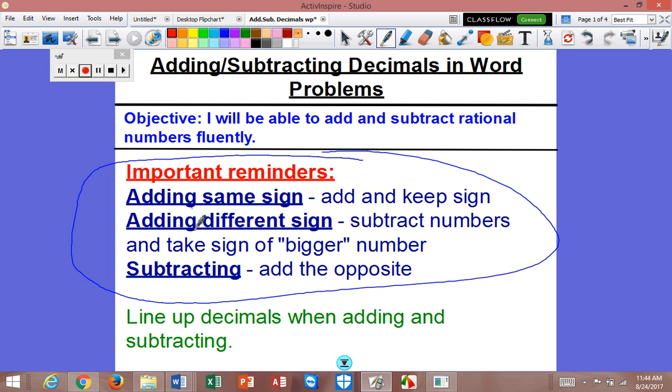Very important when we work with decimals. We have to line up the decimals. So you want to make sure you write this part down. We need to line up the decimals anytime we add or subtract.